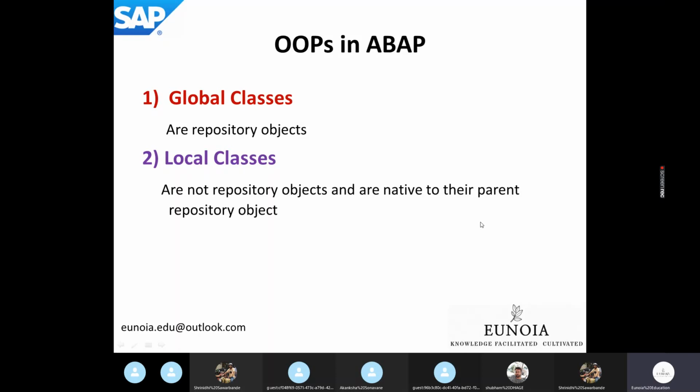The scope of the local class is valid only during the runtime of the parent repository object. That is, if you create a local class within a report program, the local class is valid and can be used only during the execution of the report program. Else, the local class is not recognized by the SAP repository. The global class is always there in SE24. Another analogy is an internal table and a database table. The database table is always there, but the internal table will exist only during the runtime. Okay, that's the difference between global class and local classes.